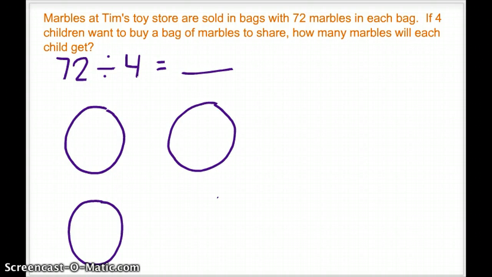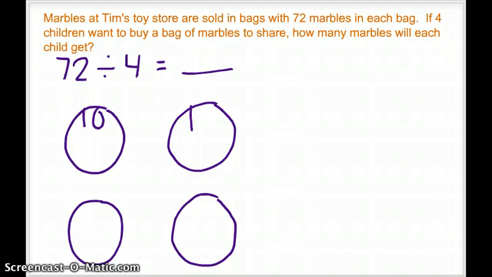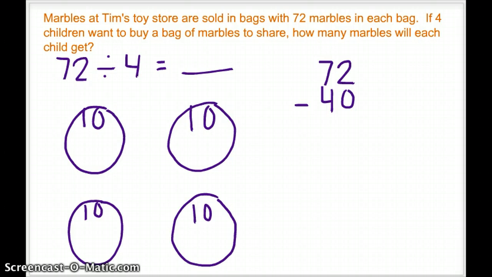You notice my pictures aren't very detailed. I'm just drawing representations of the story problem. I don't want to give out 1 marble at a time because that would take quite a long time. So I'm going to pass out 10 marbles to each child. So 10, 20, 30, 40. That means out of my 72 marbles, 40 have been given away. I only have 32 marbles left to give into 4 groups.